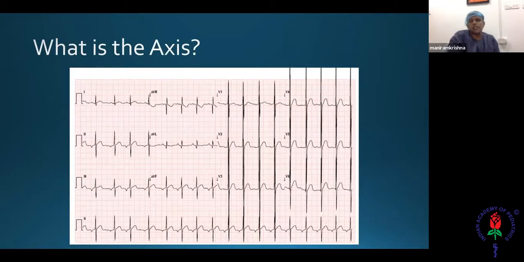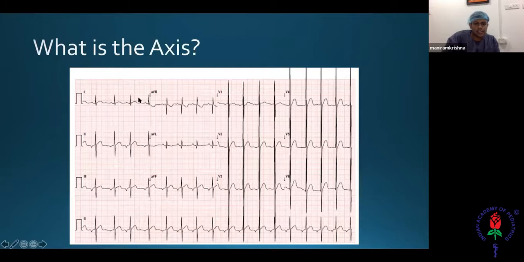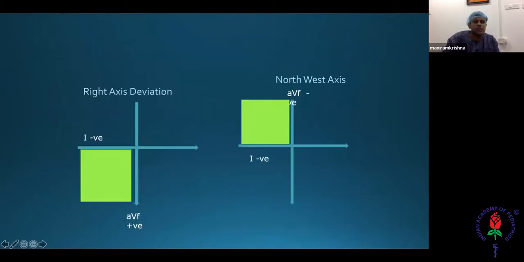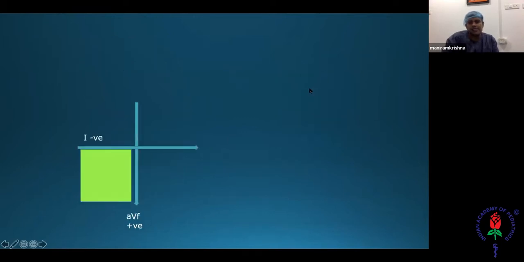So we'll try interpreting axis in a few examples. What do you think is the axis in this particular ECG? We'll try plotting it in the graph chart. You can see that it is positive in lead one, but it's sort of equivocal or slightly negative in AVF. So if it is positive in lead one and negative in AVF, then this is left axis deviation.